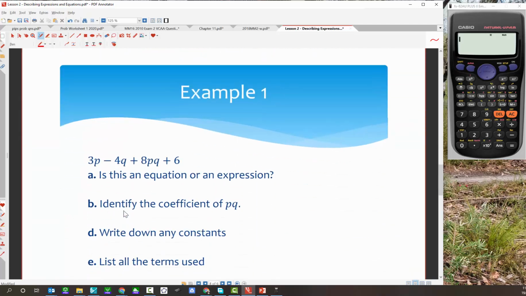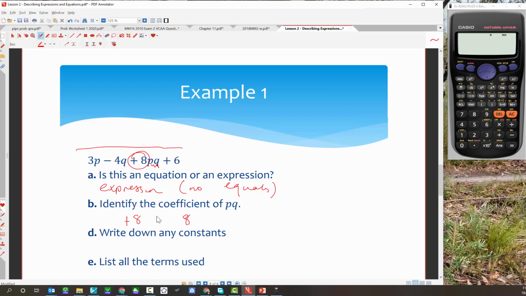All right. So let's get into this one here. Is this an equation or an expression? Let's have a look at it. There's no equal sign, so we're going to say that this is an expression because it has no equals. Identify the coefficient of PQ. So we're looking for the term with PQ in it. There's the term with PQ in it, and it has a coefficient of positive 8.